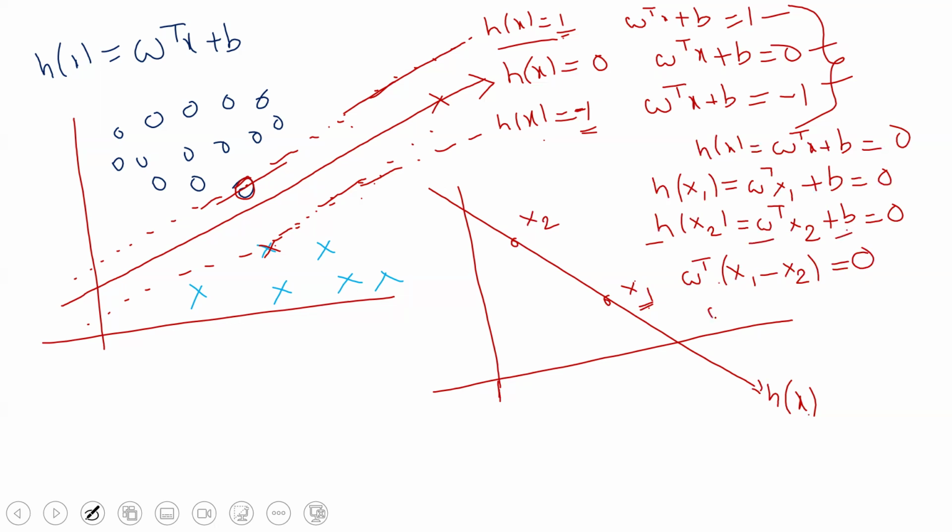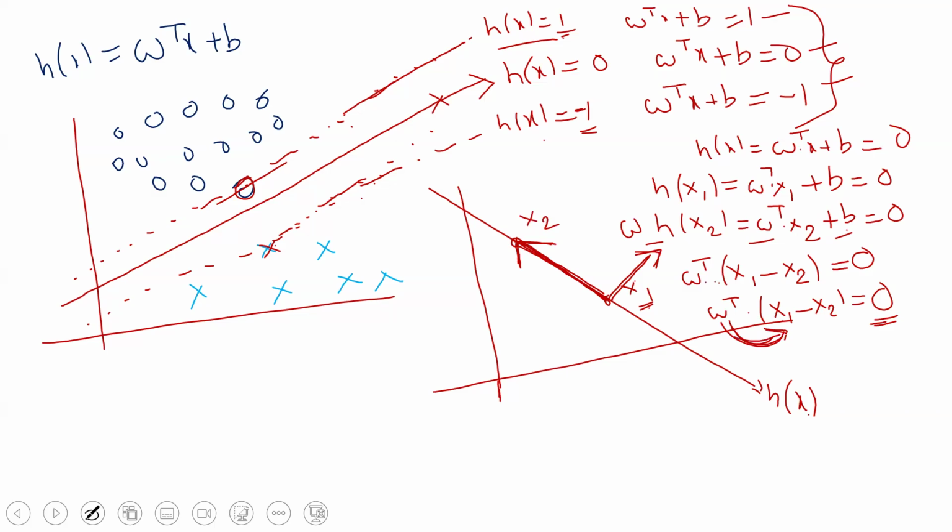Now what this says is, w transpose dot product with x1 minus x2 is equal to 0, which means they both are orthogonal to each other. This vector, x1 minus x2, is this, right? And this is nothing but the direction of h of x. And it says w is perpendicular to this. That is what the dot product of these two things being equal to 0 means. This is a dot product between two vectors, and a dot product of 0 means they both are orthogonal to each other.